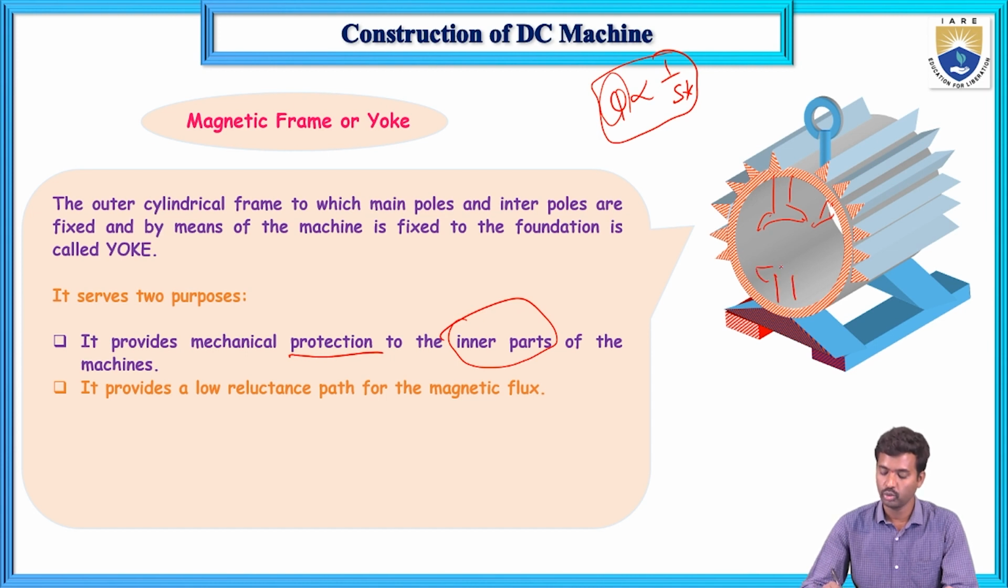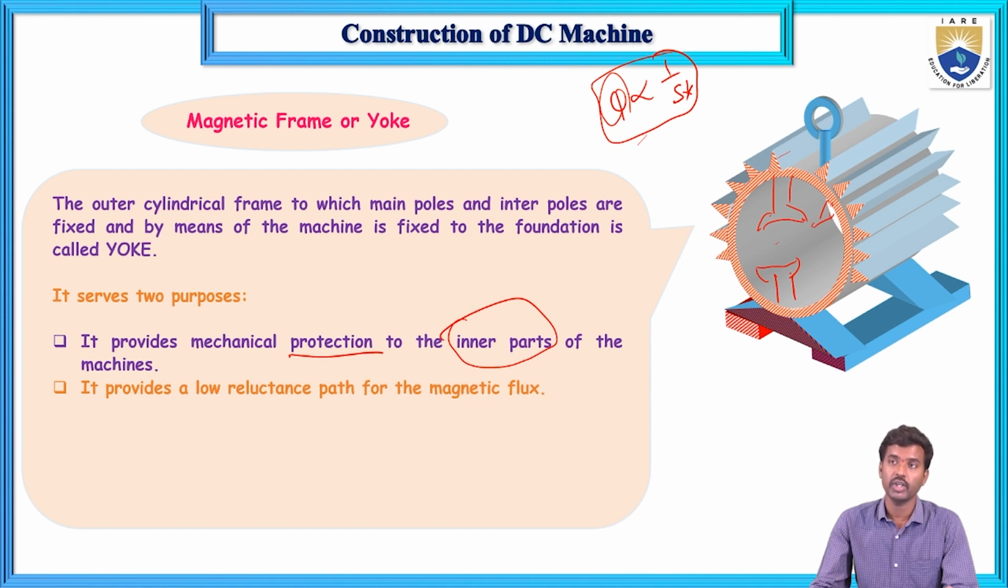So these are the two poles. Suppose poles generate the required flux. So here this is the required flux. If it is a low reluctance path, there may be more amount of flux. So now if you provide the low reluctance path, there may be a maximum amount of flux.